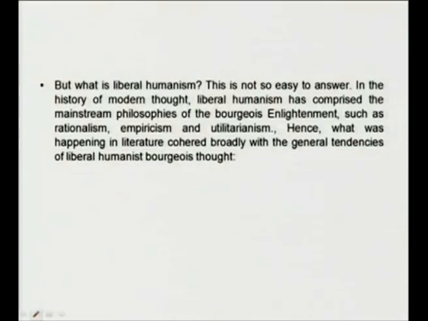It started more or less in the Renaissance, when we had talked about man as the center of the universe, man with his mind, with his sense of reason, with a sense of enlightenment. This is not easy to answer. In the history of modern thought, therefore, liberal humanism has comprised the mainstream philosophies of the bourgeois Enlightenment, such as rationalism, empiricism and utilitarianism. So, three things have to be taken into account: rationalism, empiricism and utilitarianism.